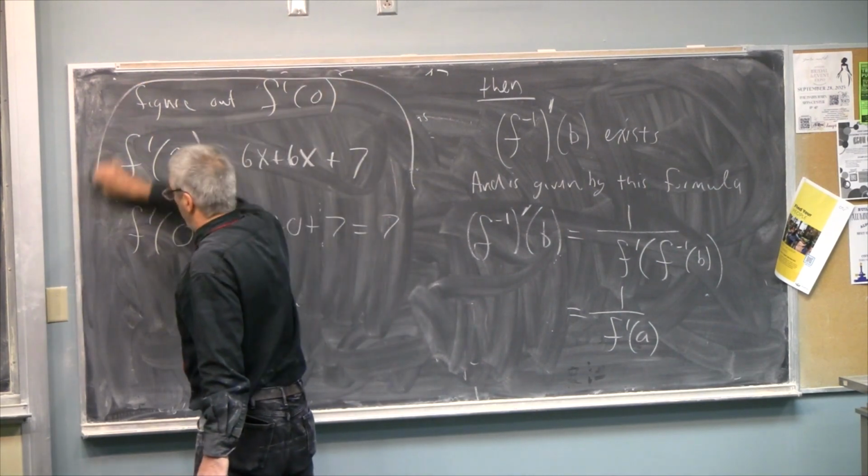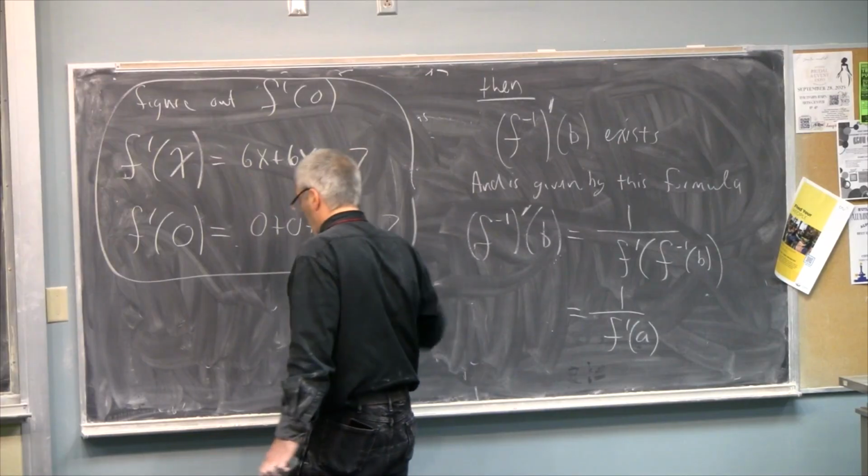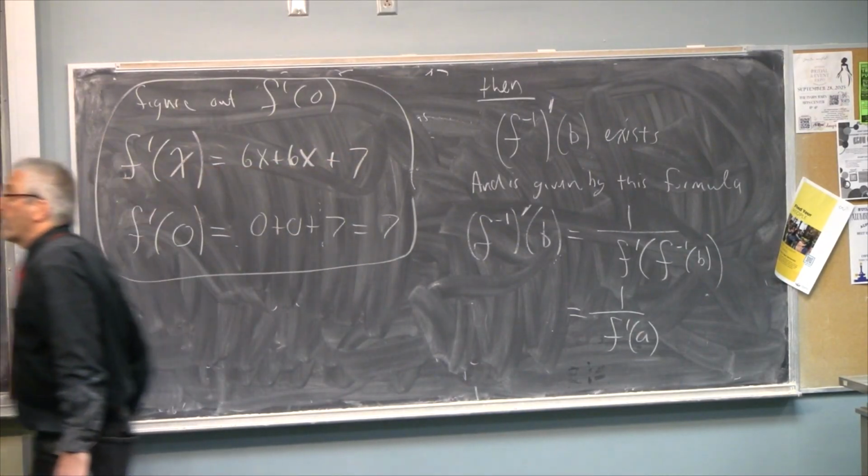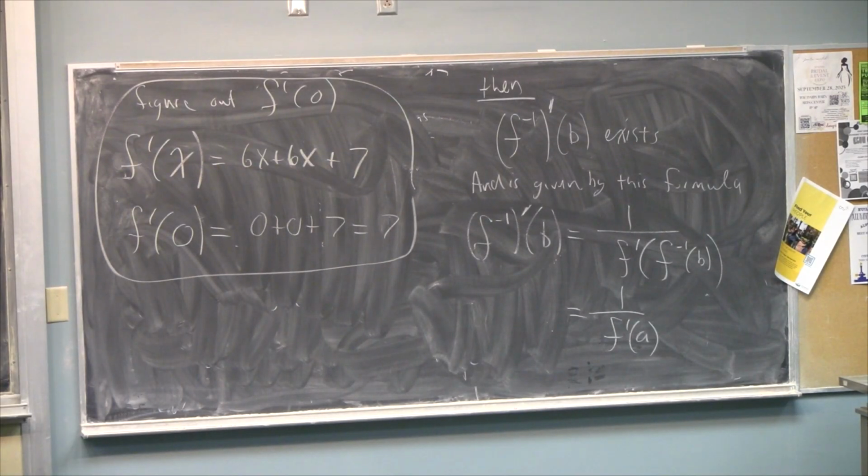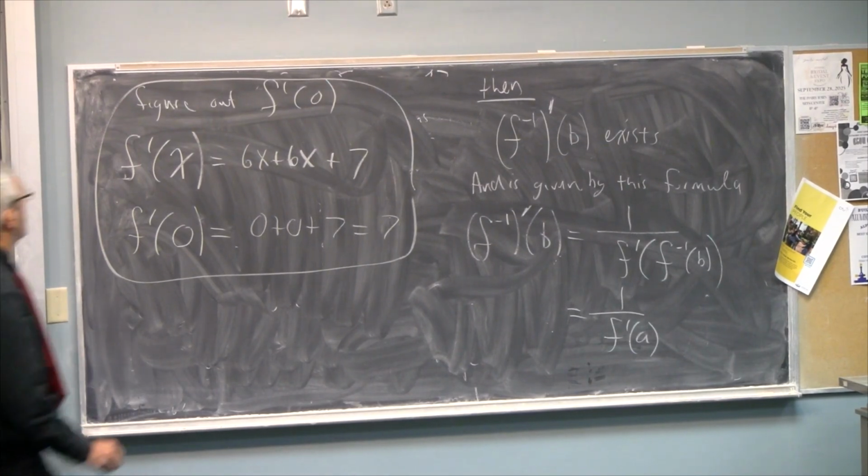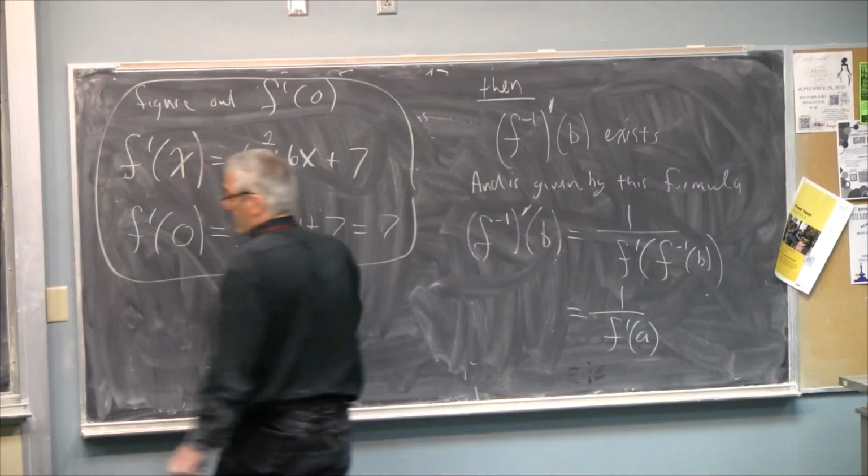All of this stuff was us figuring out what goes here. So this is 1 over 7. Hey, Mark, you forgot to put the squared on the first 6x. Oh yeah. Thank you.